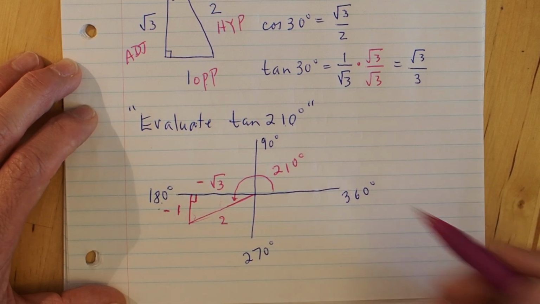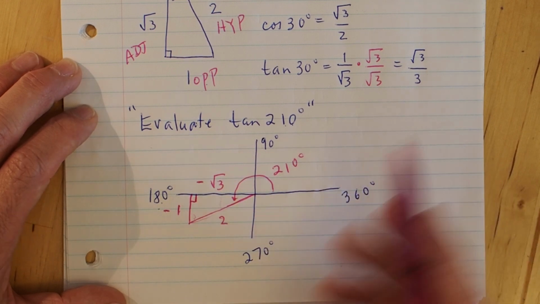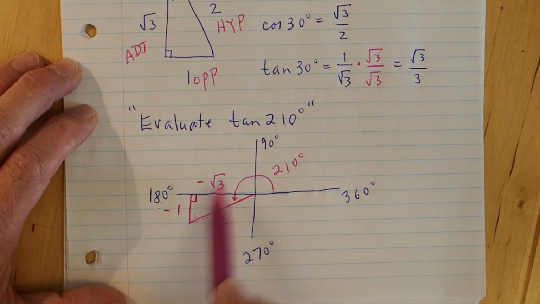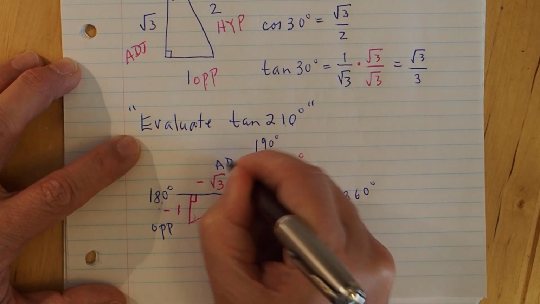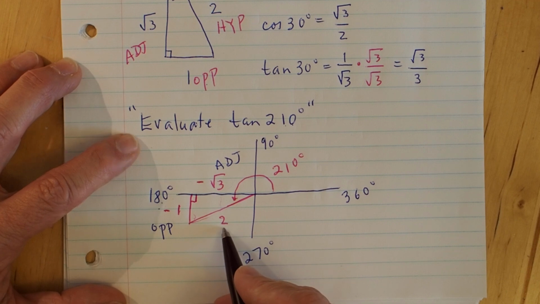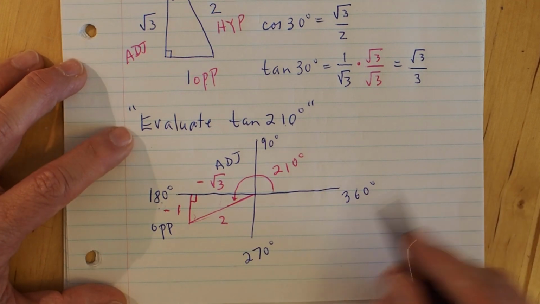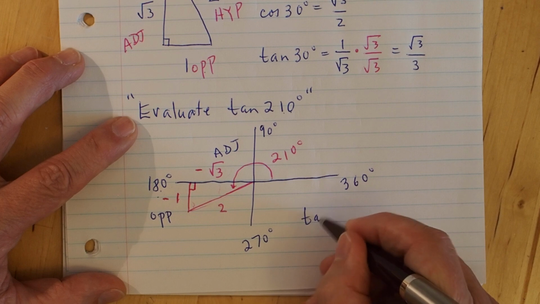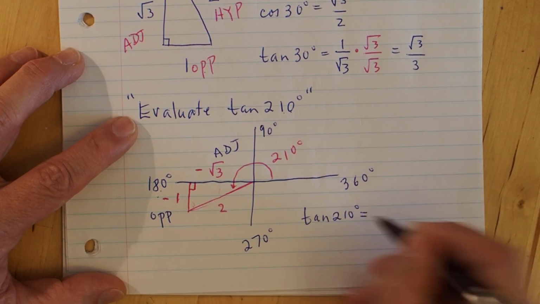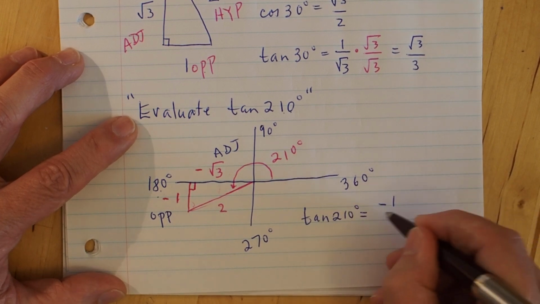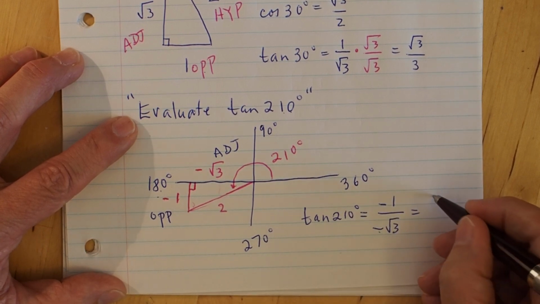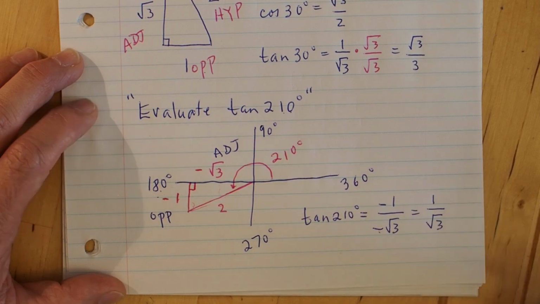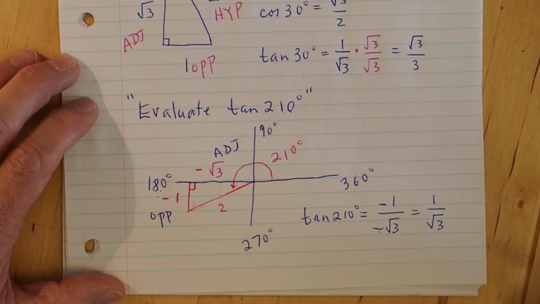But now I can compute the tangent of 210 degrees because this would be the opposite side and this would be the adjacent side. So here I've got an opposite side here and an adjacent side here. I don't need to label the hypotenuse. It's not needed for the calculation. I can just simply say that the tangent of 210 degrees has this precise value, -1 over negative root 3. And two negatives divide to a positive, and that gives you 1 over root 3. And there we are.